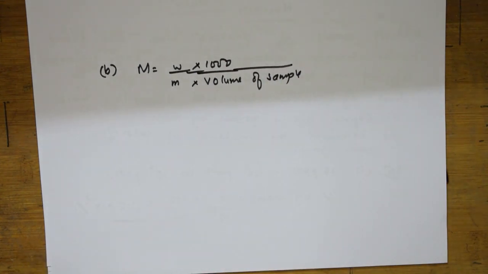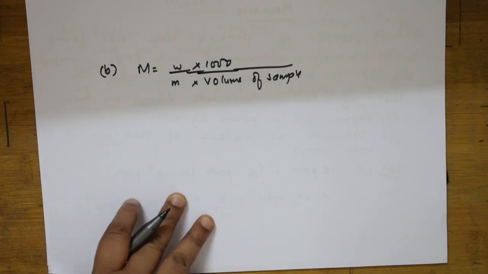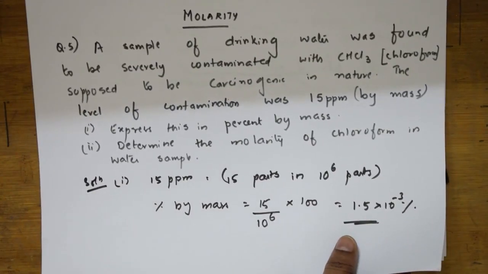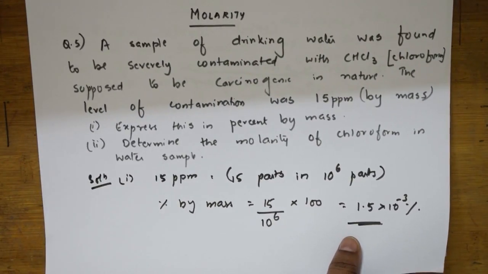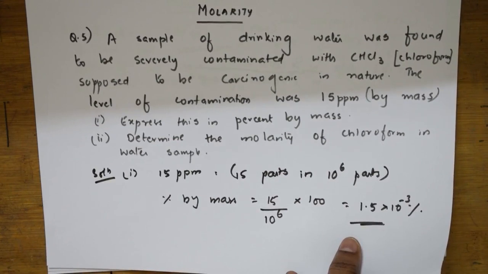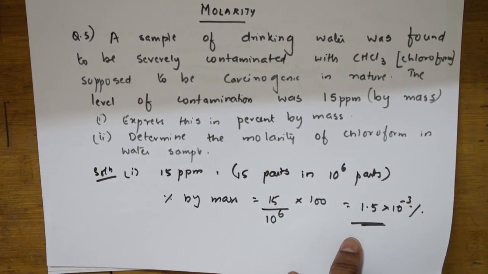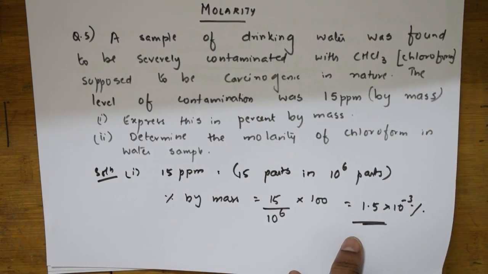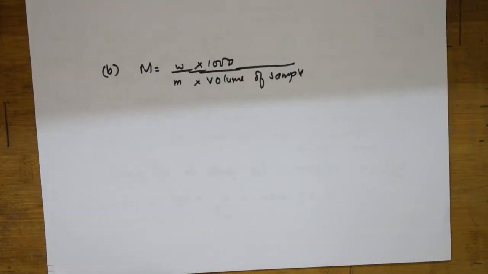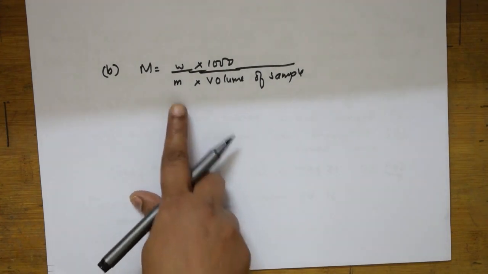Let us see whether weight is given to us. They've given here basically the sample of drinking water. They have written that the sample of drinking water was found to be contaminated, carcinogenic. Only mass is given, nothing else. Now I can easily start with this numerical. What am I trying to tell you? It's a contamination in water, so we already have the mass.